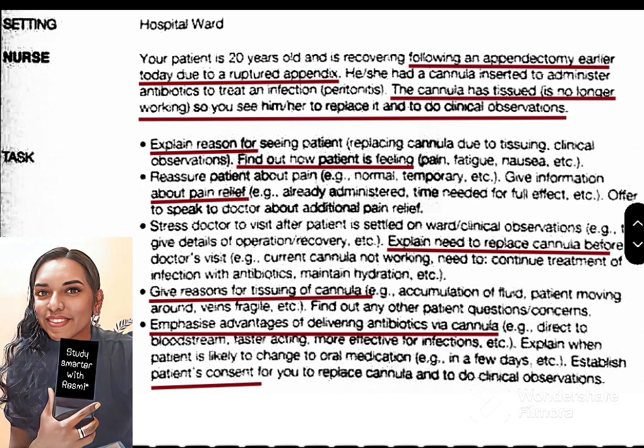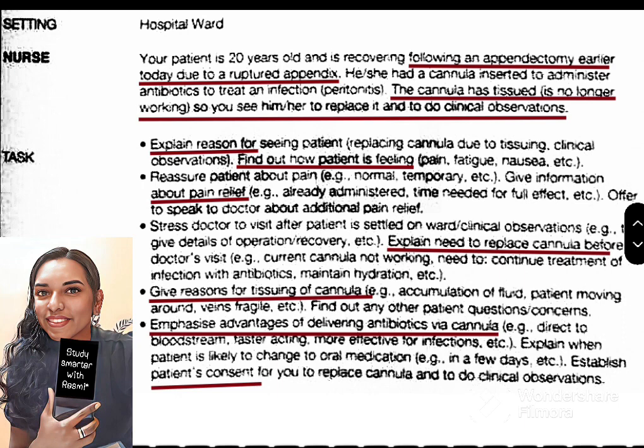Then the answer will be, thank you, Mr. John, for your information. And I can reassure you that this pain is normal. So our second task is to reassure about the pain. It's normal, temporary. Give information about the pain relief already administered, time needed for full effect, etc. Offer to speak to the doctor about additional pain relief. So we have three subtasks here. We can tell like this.